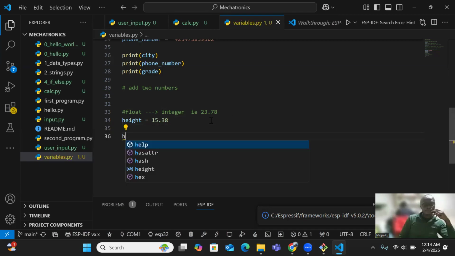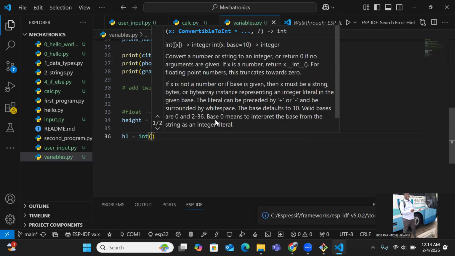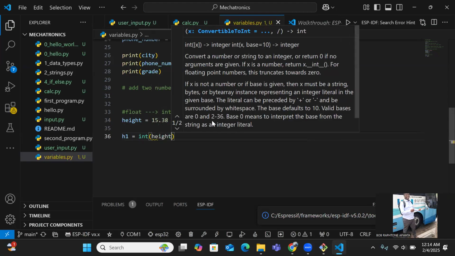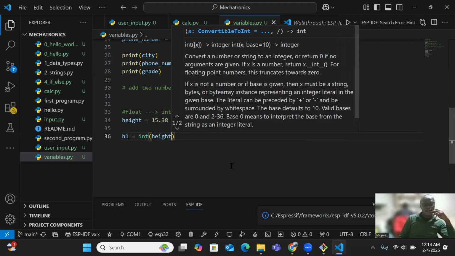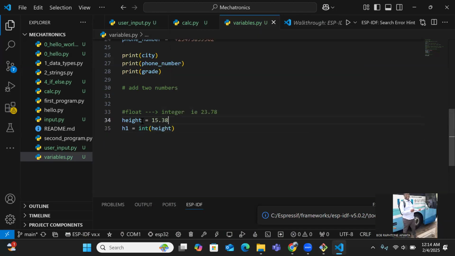Then you say h1 is equal to, how do we convert a float to an integer? int of height, in brackets. Can you see? Height is this, and then h1. If you want to write it in full, height1, it doesn't matter, but h1 is short, and then you do that.